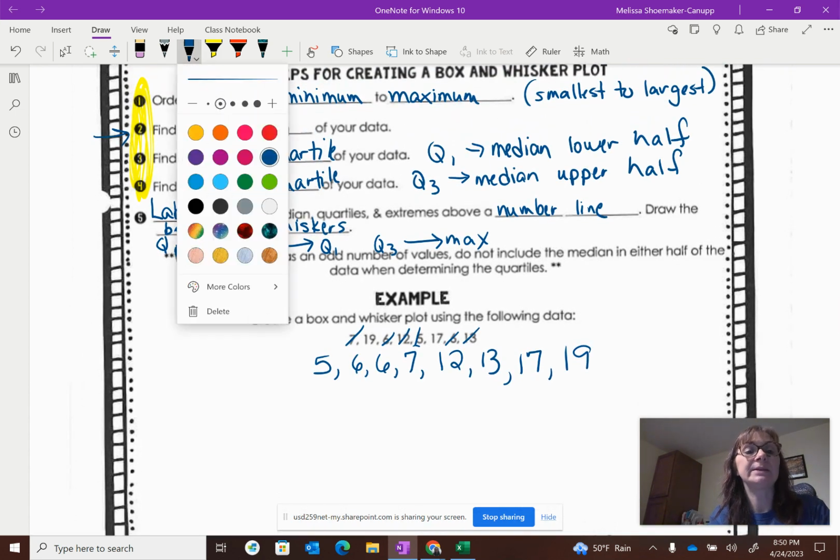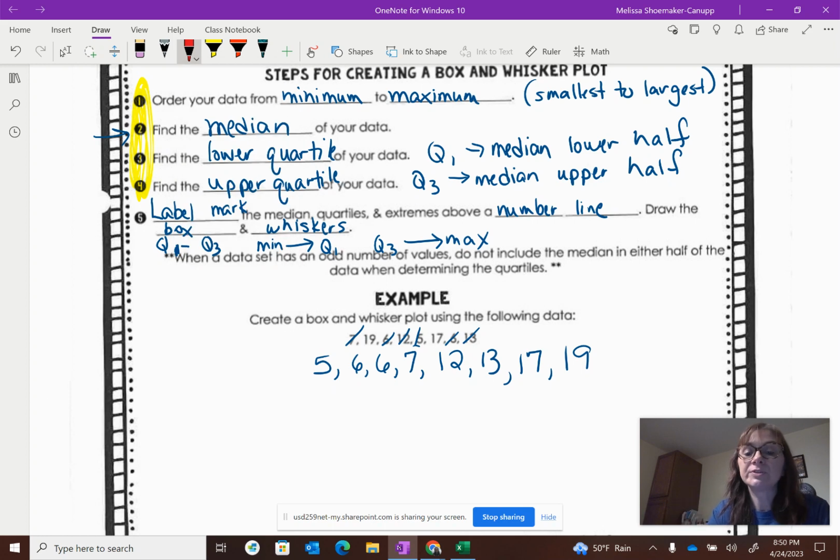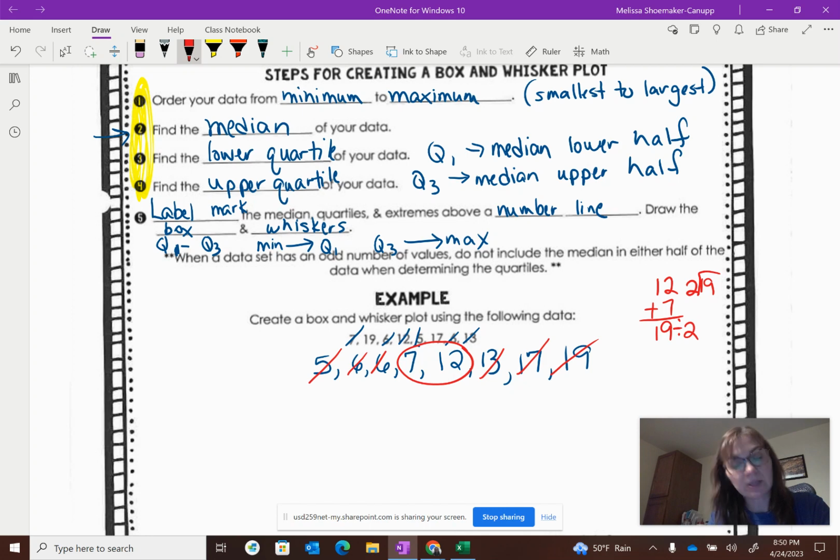Step 2. It says find the median. So this is when we mark out, marking out pairs till I get to the center. Well, I'm left with 2 numbers, so I add them together. Okay, then we divide it by 2. So 19 divided by 2. Yes, I'll let you guys use calculators. I can already tell what you're thinking.